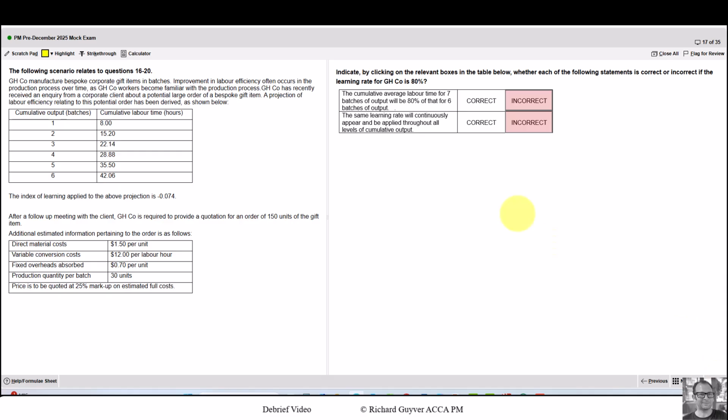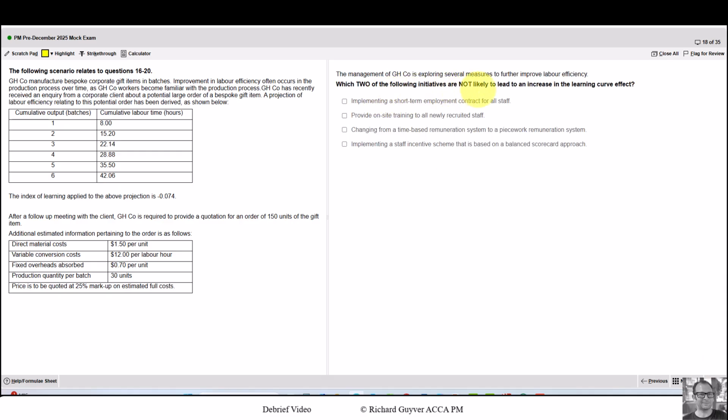So that's one outlier. Which 2 of the following initiatives are not likely to lead to an increase in the learning curve effect? Again, this looks like an outlier to me. The management are exploring several measures to further improve labour efficiency, which 2 will not. Implementing a short-term employment contract for all staff, well, that's not going to improve the learning curve. The learning curve relies on a stable workforce. If you have short-term employment, you're more likely to have staff turnover.